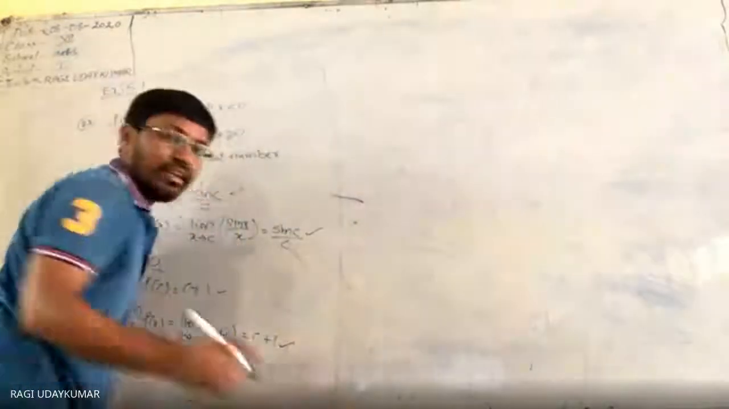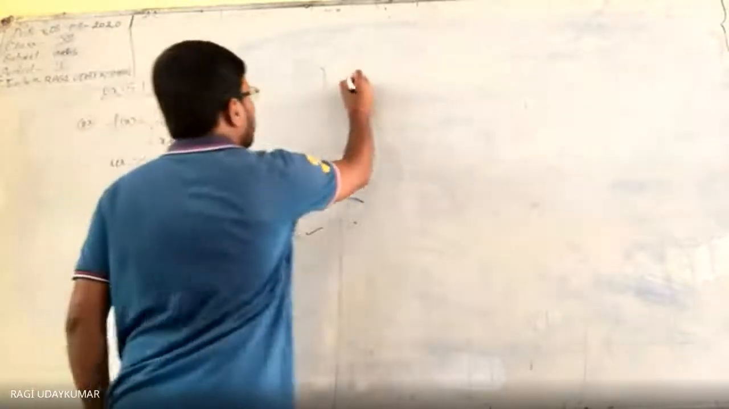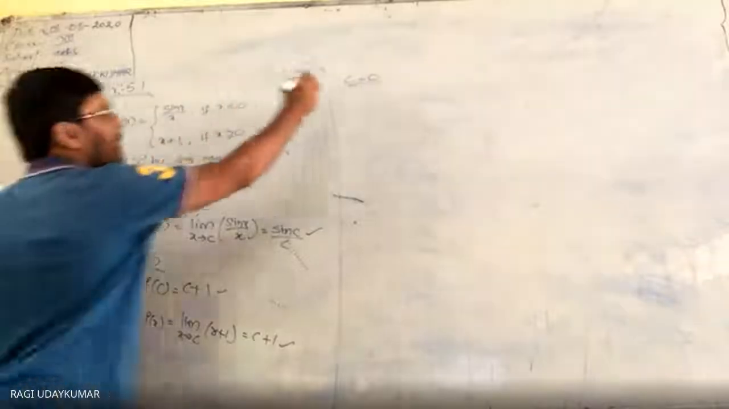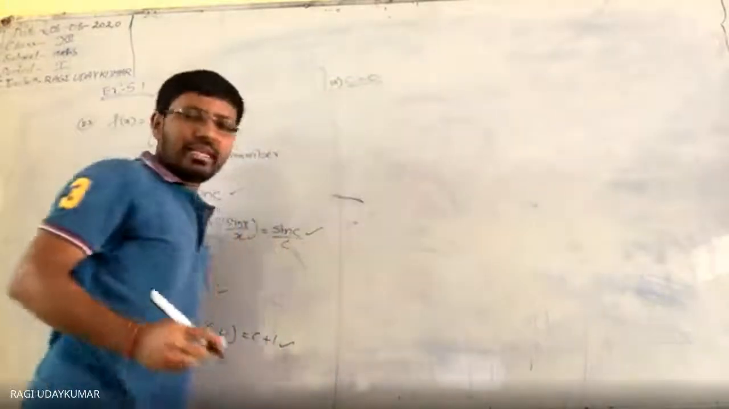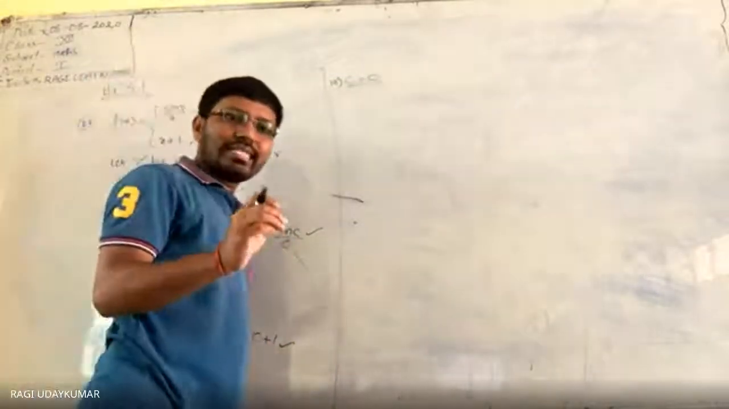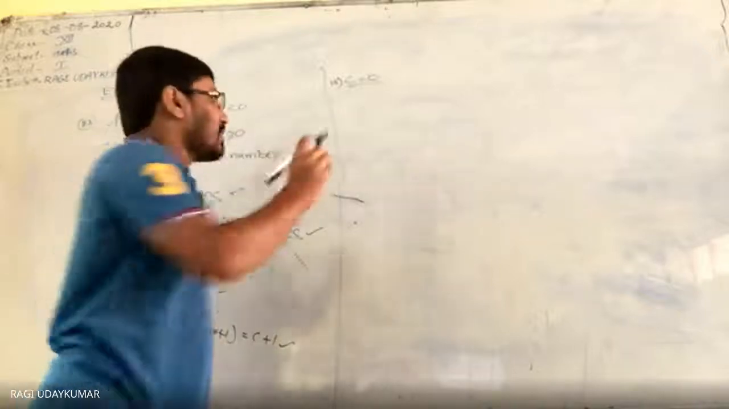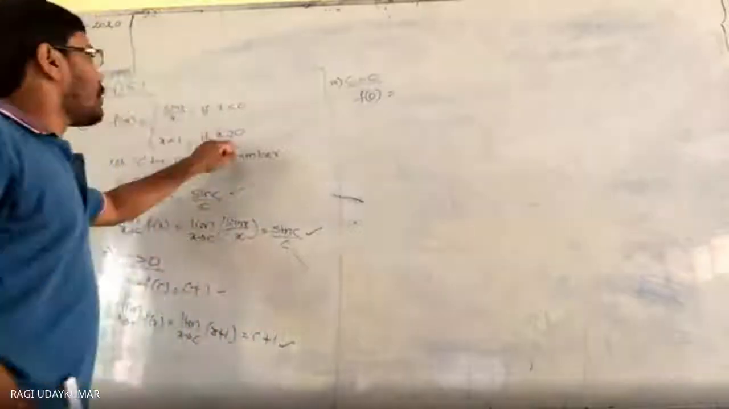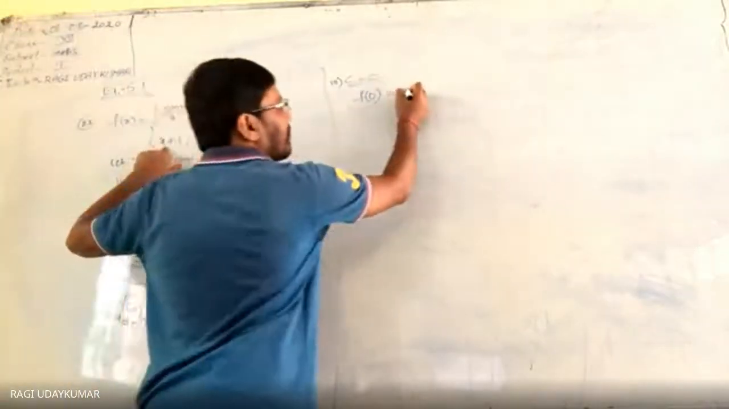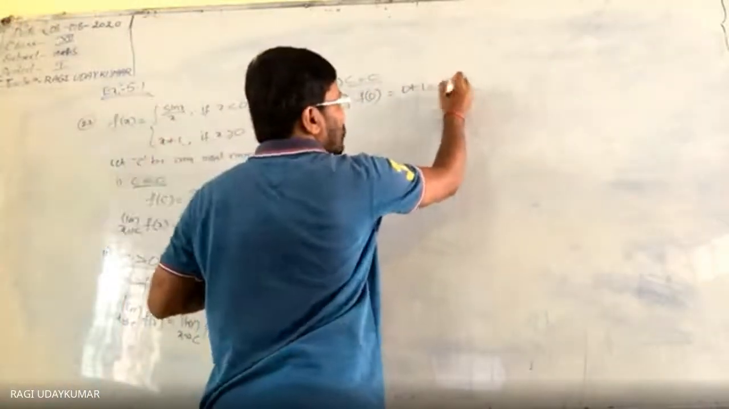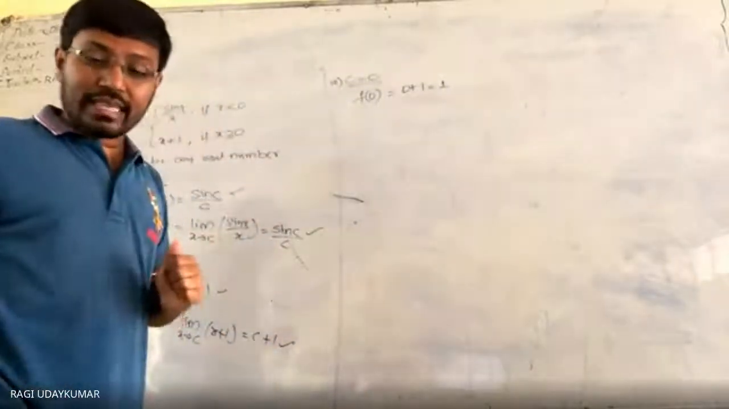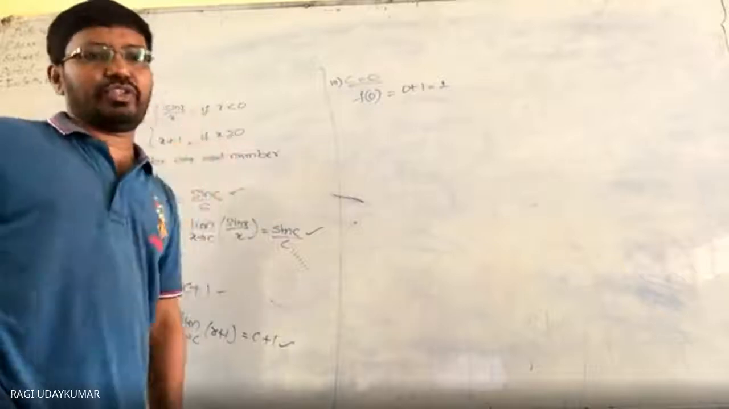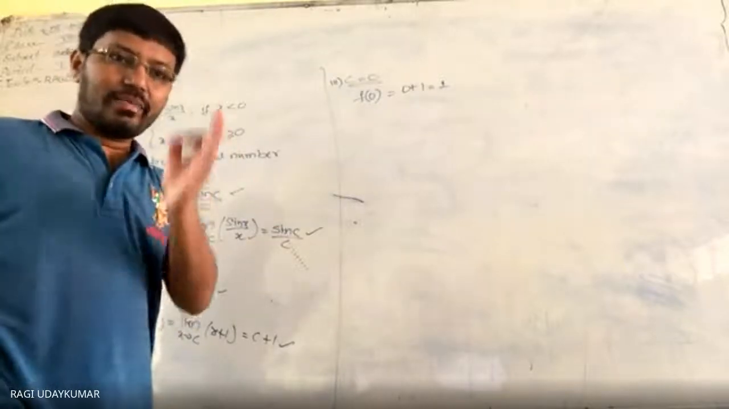The other case only is left over: c is equal to 0. The second case is done, the third case is c equal to 0. So when you take c equal to 0 particularly, f of c means f of 0. What is f of 0? You will get 0 plus 1, which is equal to 1. Now what to do in this case? You need to find out the left hand limit and right hand limit.